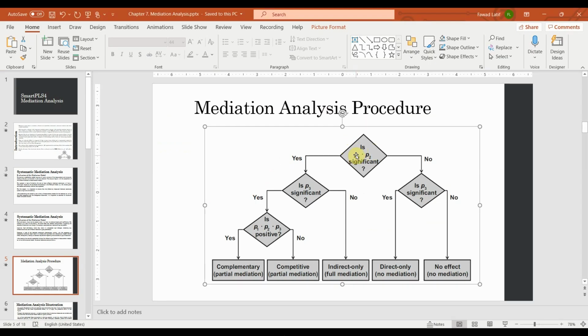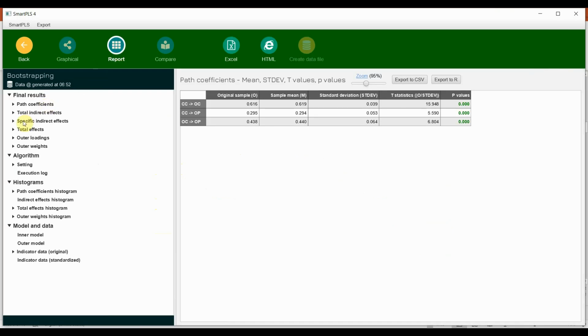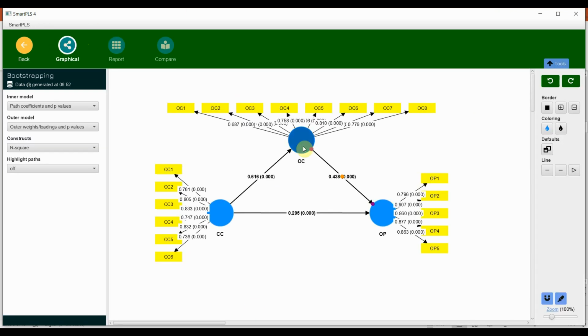The first step: is P1 into P2 significant? Now P1 here is this relationship, P2 is this relationship here. So P1 multiplied by P2 is your indirect effect, and this means whether or not there is mediation. So how do we check for mediation? Let's go to report and let's go to specific indirect effects. So CC, OC, OP. Now you've got only one indirect effect here, from CC to OC, OC to OP. This is just one indirect effect.